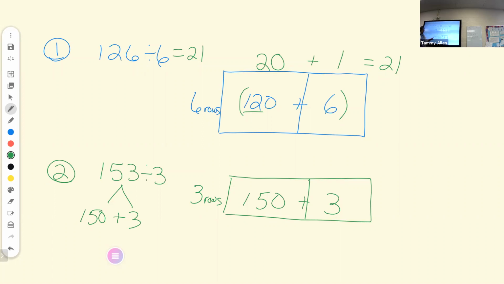What is 15 divided by 3? 5. But it's not going to be 5, because this is 150 divided by 3, which means it is 50. What's 3 divided by 3? 1. It would be 50 plus 1 is 51. So far, so good? All right. Are you taking notes?